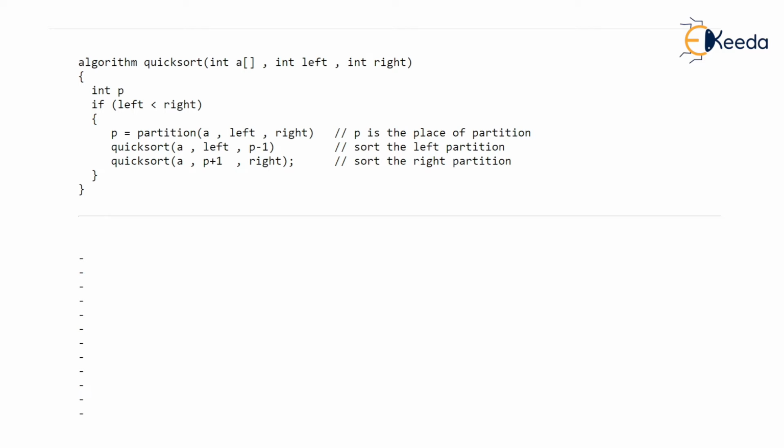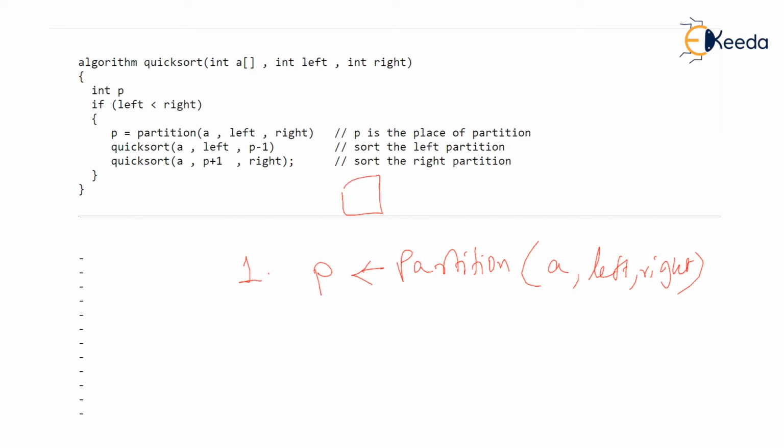Whenever you are doing quicksort, there are three things you should do. Please wait a minute. I'll just switch on the marker. There are only three things you should do. First thing is partition the array. Partition the array A from left to right, but take the place of partition in p. Now, if p is the place of partition, then everything to the left of p and everything to the right of p is still to be sorted, isn't it? We have to sort the left part and we have to sort the right part.